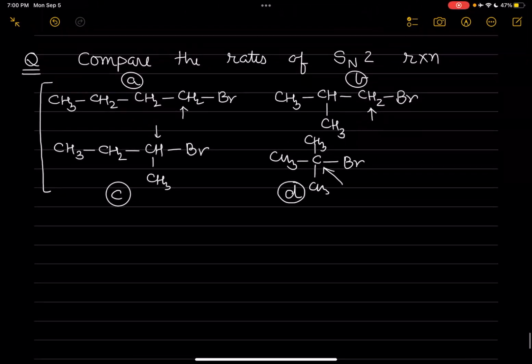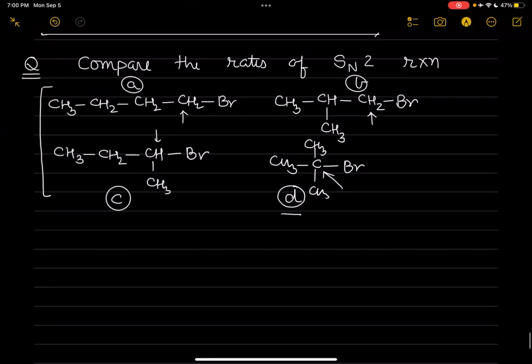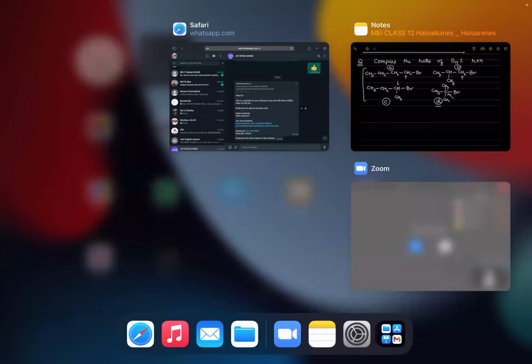Sir, the order will be B, C, A, right? Which one will be the fastest? D, then B, then C, then A. Is it for SN1 or SN2 you are telling? SN2. SN2 happens only in one step. Direct attack and departure. Right. Yes, sir.